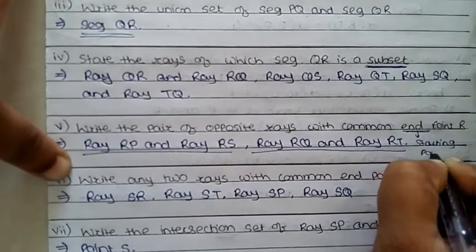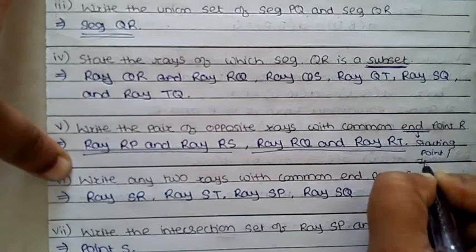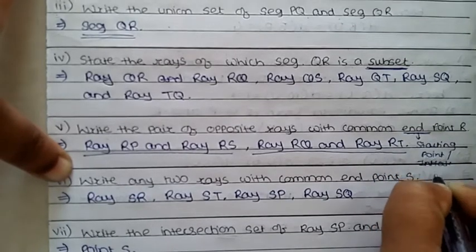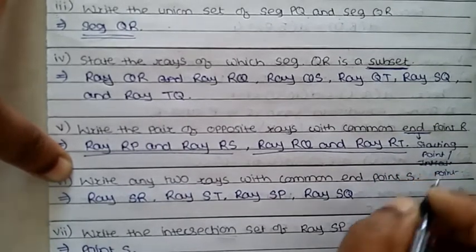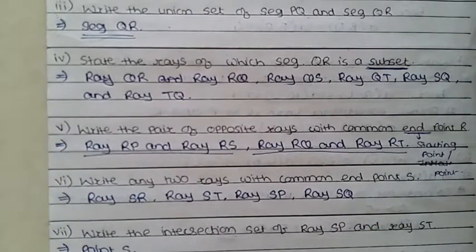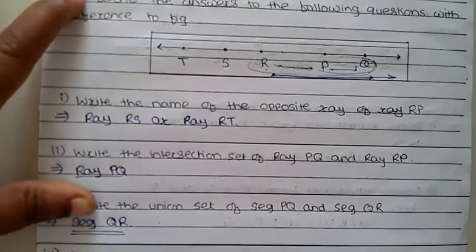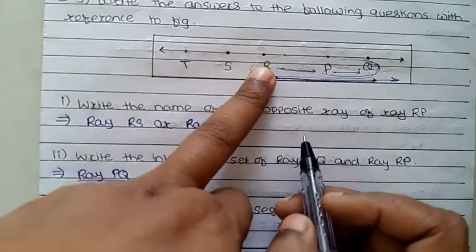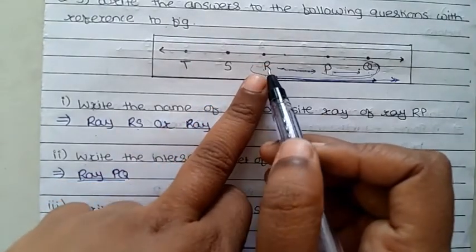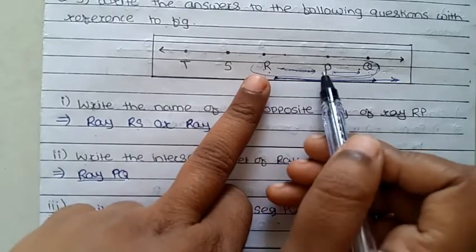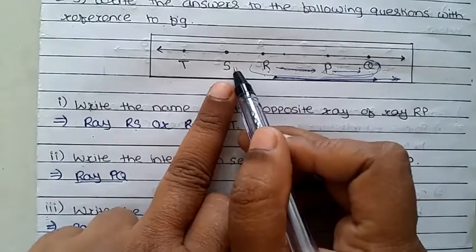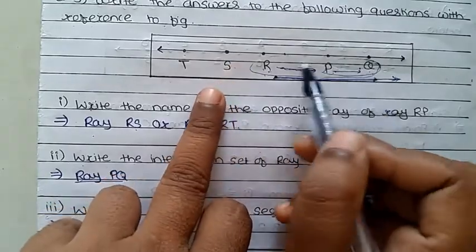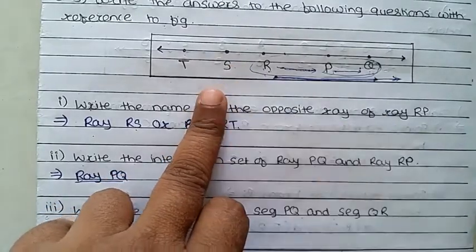Endpoint is also called the starting point or initial point. Clear? So we have to find the opposite rays with the common endpoint R. When we observe your diagram, two pairs of opposite rays are formed here: RP opposite to RS, and RQ opposite to RT. Clear?